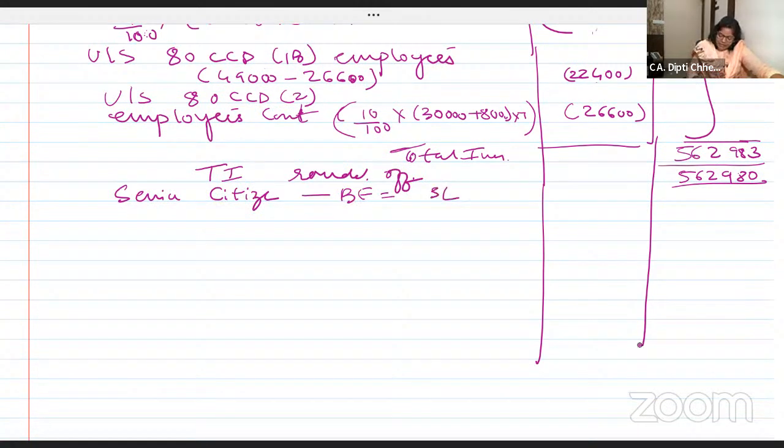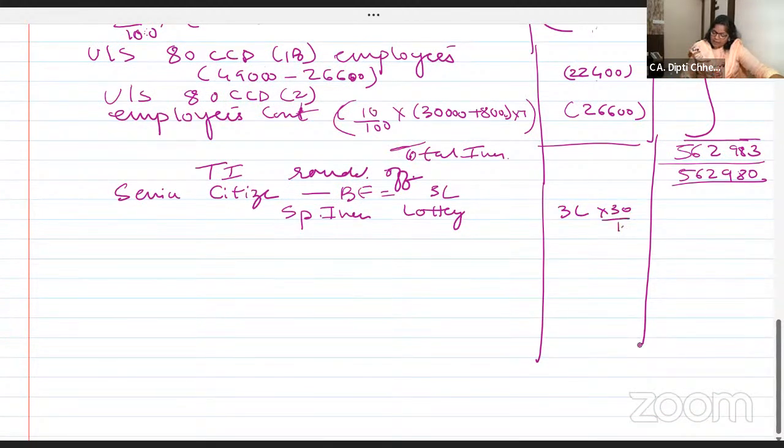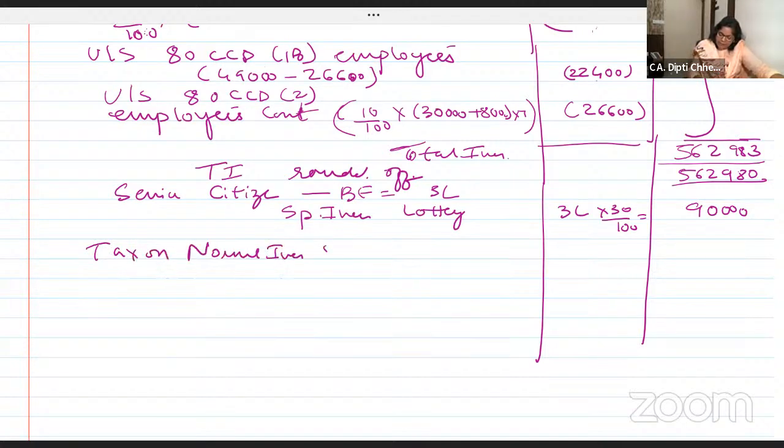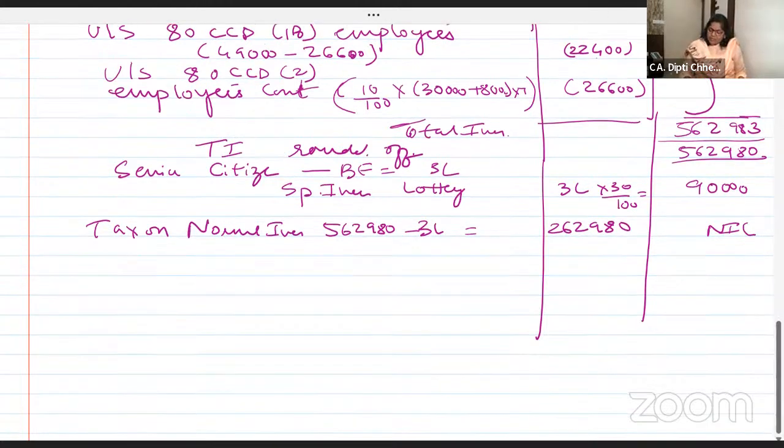3 lakh. Now special income, special tax. What is the special income? Lottery. Lottery income is going to be taxable, no basic exemption, nothing. 3 lakh at 30%. How much tax is coming? 90,000. And tax on normal income. What is your normal income? 562,980 minus 3 lakh, that is 262,980, nil. Special income 3 lakh, we have taken 30%. But normal income 262,980 is nil, because basic exemption is 3 lakh.